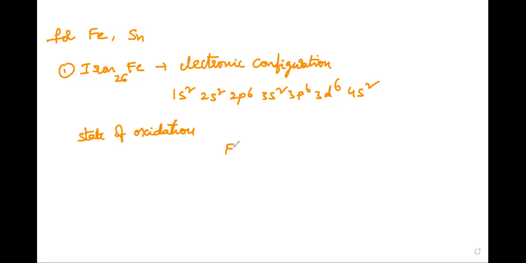For the oxidation state Fe plus 2, the configuration is 3d6, 4s0, since it loses 2 electrons. In the case of Fe 3 plus, it is 3d5, 4s0, and the state of oxidation is 3. In the case of 4, 6 and so on, we can write similarly.